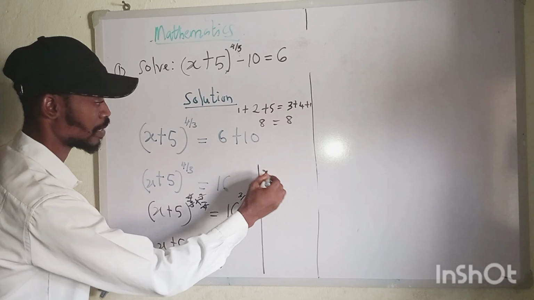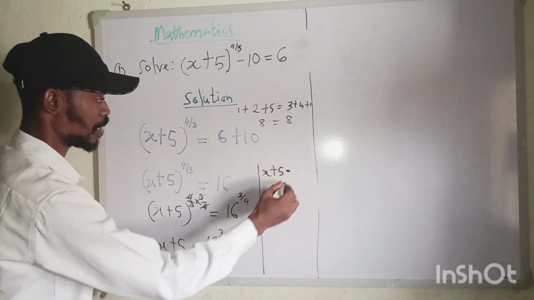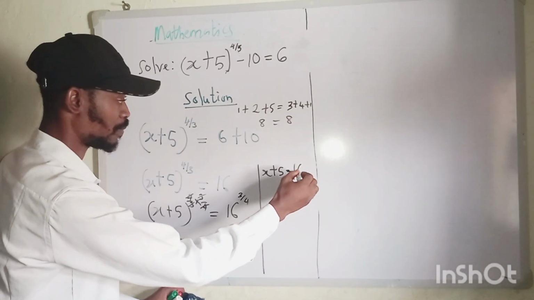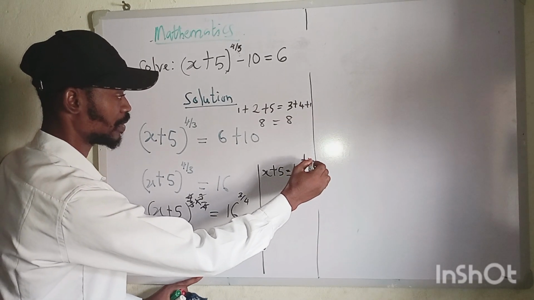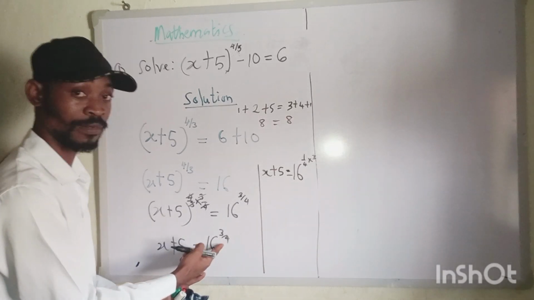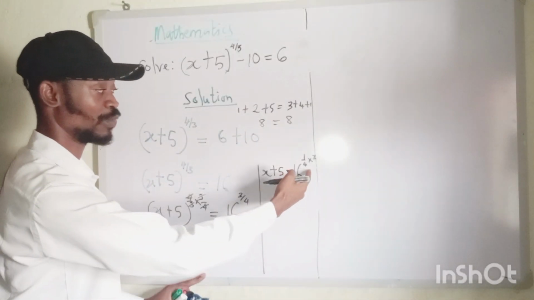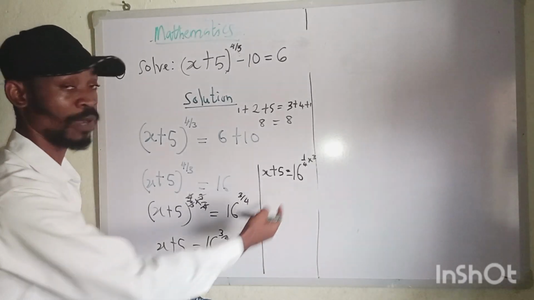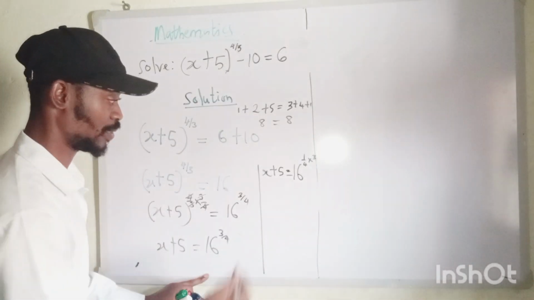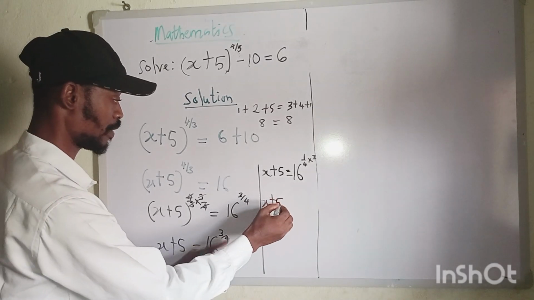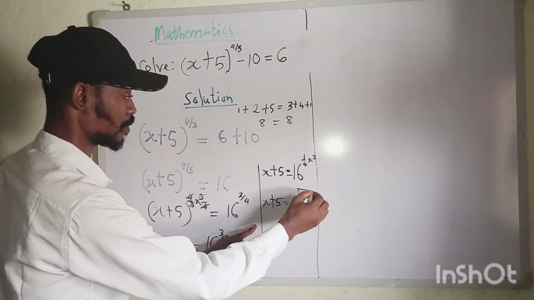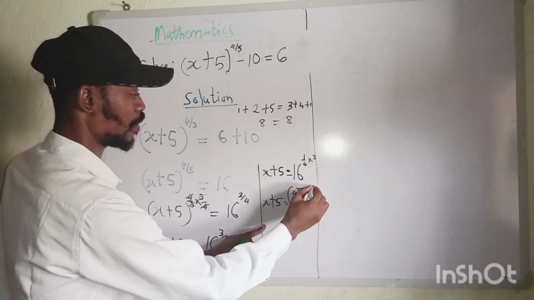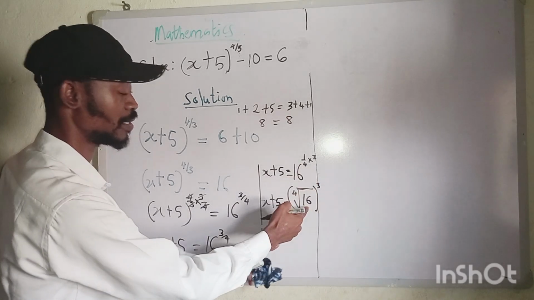Then I have x plus 5 equals, now this 16 raised to the power 3 over 4 can be written as this: 16 raised to the power 1 all over 4 times 3. It's still the same thing. 3 all over 4 is still the same thing as 1 over 4 times 3. And according to the law of indices, 16 raised to the power 1 over 4 actually means the fourth root of 16. So I can write this as x plus 5 equals the fourth root of 16, all raised to the power 3. This and this are actually the same thing.